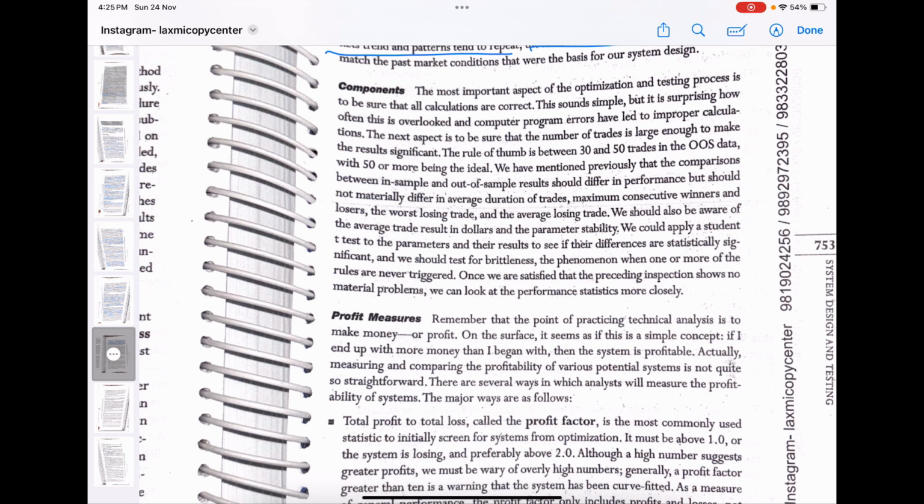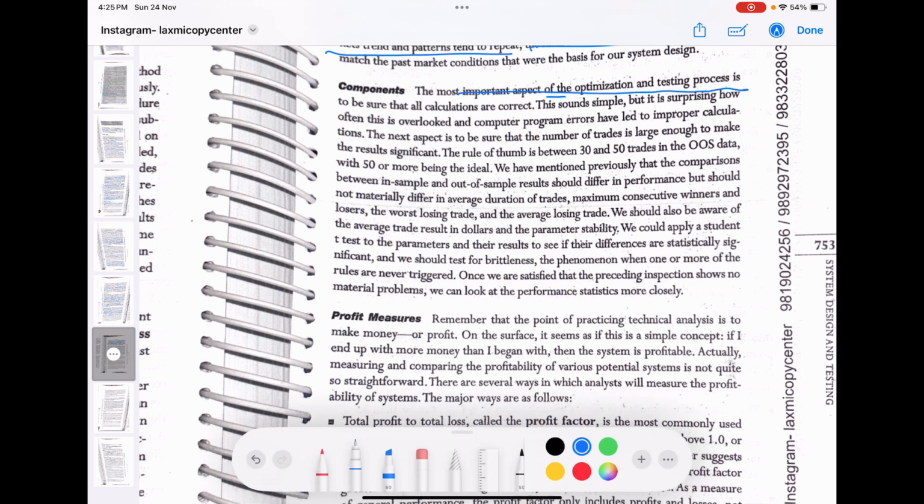Components. The most important aspect of the optimization and testing process is to be sure that all the calculations are correct. That sounds simple, but it is surprising how often this is overlooked, and computer program errors have led to improper calculations. The next aspect is to be sure that the number of trades is large enough to make the result significant. The rule of thumb is between 30 to 50 trades, with more than 50 being the ideal.